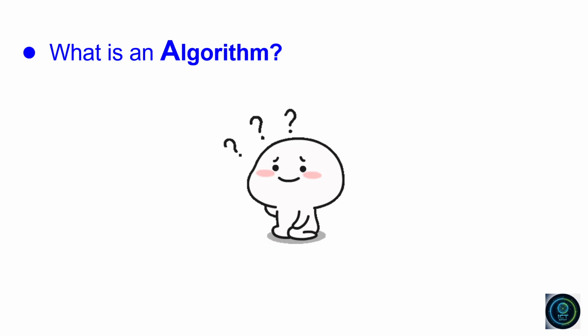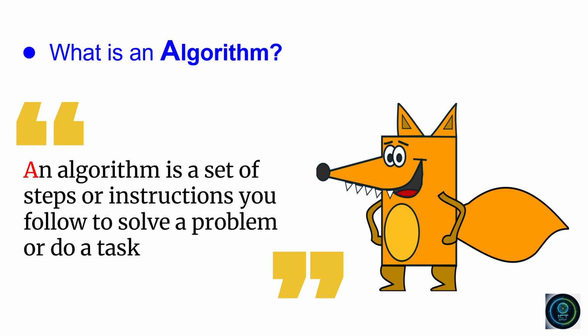Then our first main topic is what an algorithm is. Sometimes you may know what an algorithm means and sometimes you may not, so let's see. Actually, an algorithm means a set of steps or instructions we have to follow to solve a problem or to do a task. It really means a set of steps to do a task.